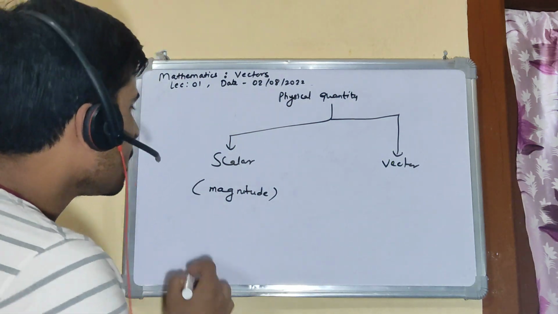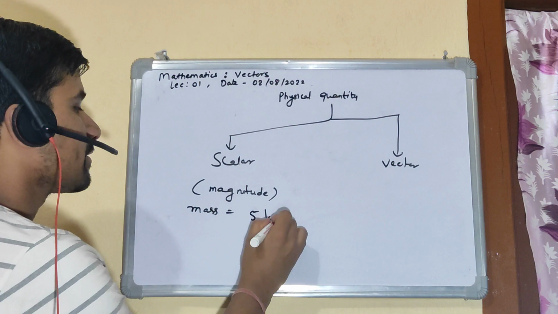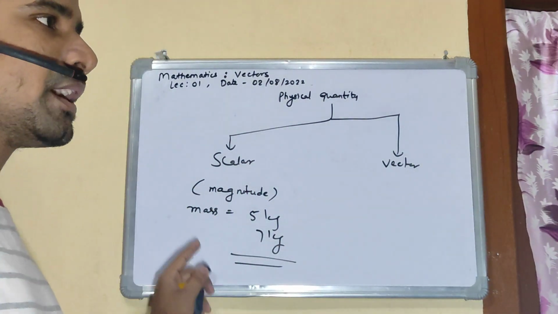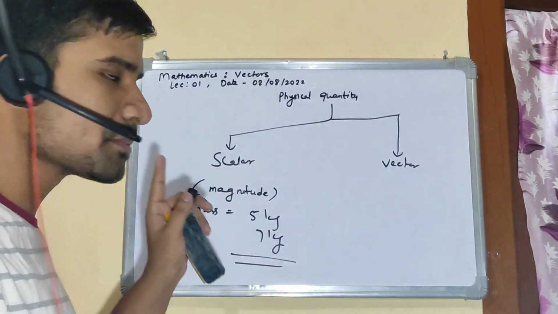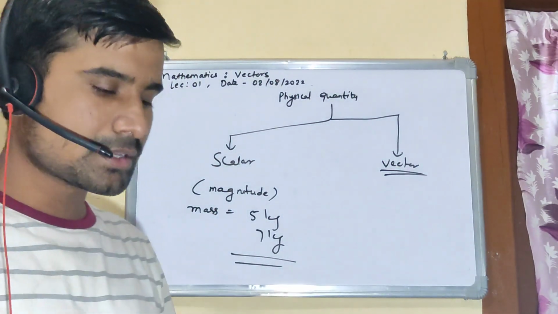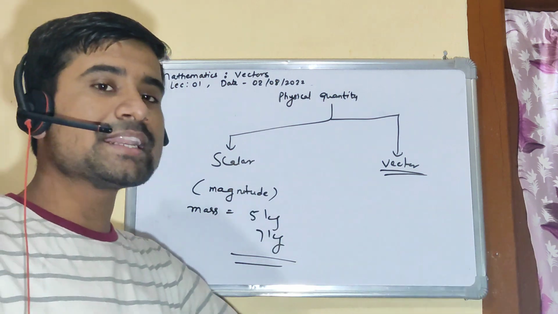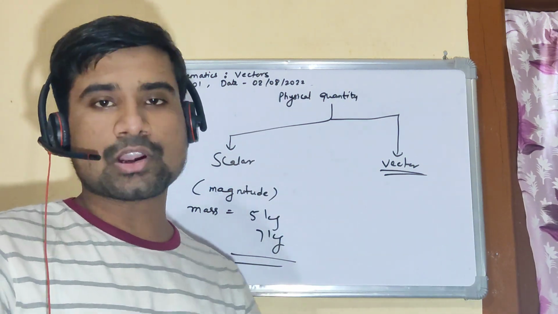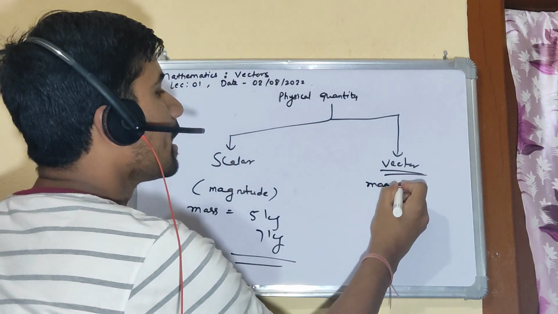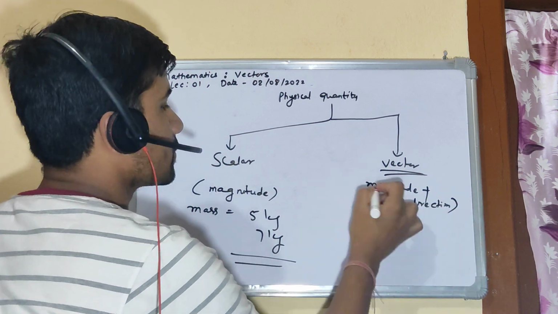For example, can we take mass? We say that some body's mass can be 5 kg, 7 kg, anything like that. So this is a scalar quantity. To represent mass, I just need one numerical value, which is magnitude, right? Then another type of quantity is what? Vector quantity. So what is a vector quantity? A quantity which has both magnitude as well as direction is called a vector quantity, right?